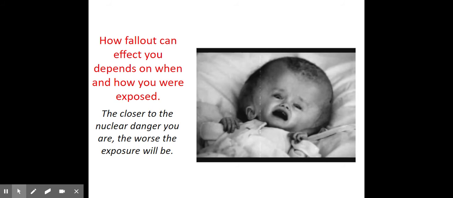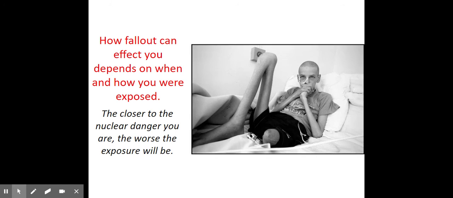Fallout can affect you in different ways. It depends on where you live, so how close you were, when and how you were exposed. The closer to the nuclear danger you are, the worse the exposure will be. And it can also affect your children if you happen to be pregnant, or even if you're not pregnant, but you would like to be someday and you are close enough, right? So if you are somebody who would like to have a child, always wear protective coverings when you are around radiation, fusion, or fission of any kind. These are examples of how nuclear danger can affect you.